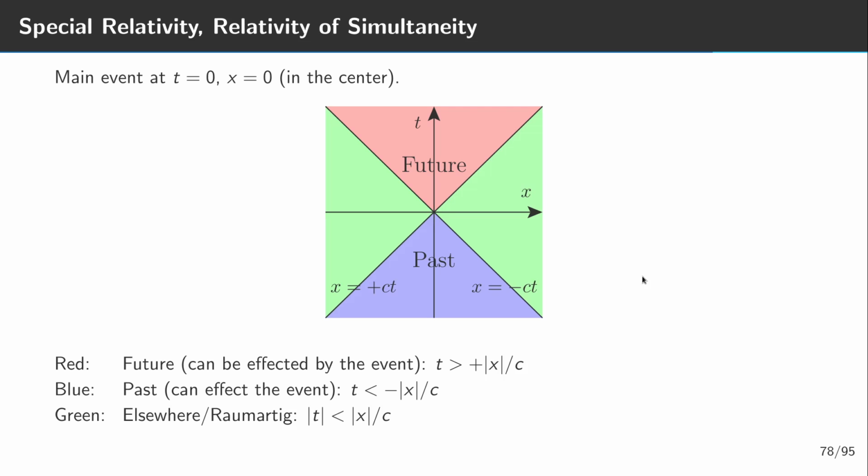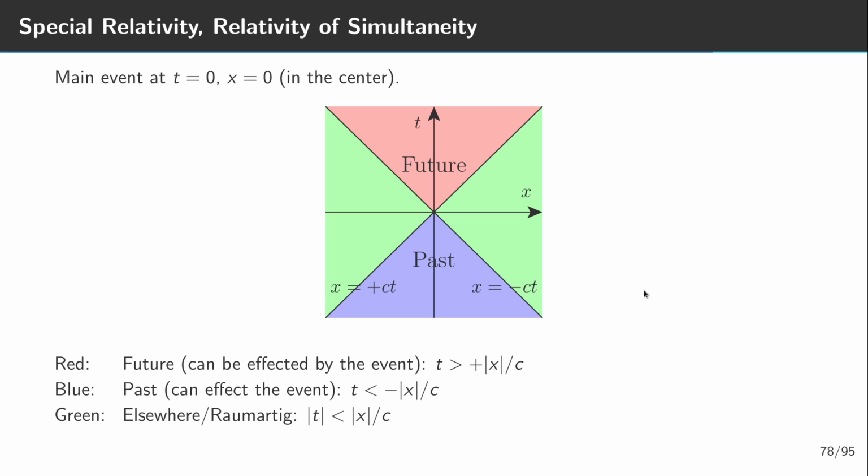Now things change as soon as we introduce special relativity. We get this figure here, which is called a light cone. The future is all events that could be reached if we start at the main event and travel with the speed of light. The past is defined similarly. The rule that only events in the past can affect the main event and only events in the future can be affected by the main event still applies.